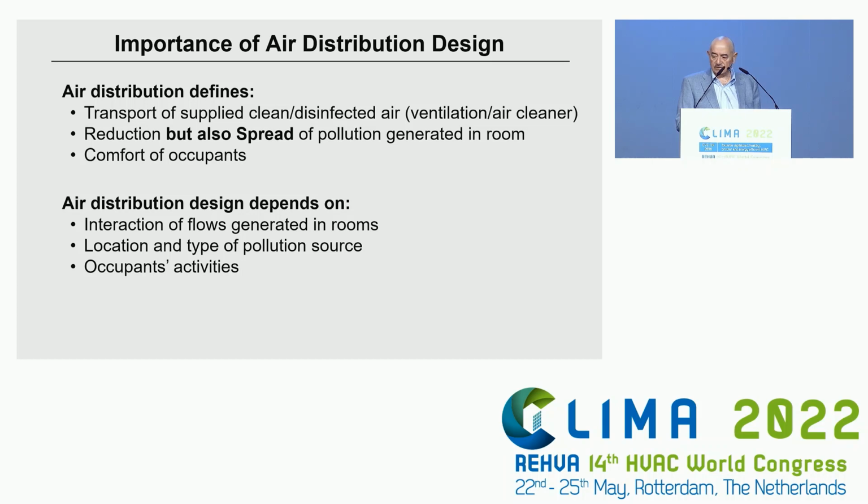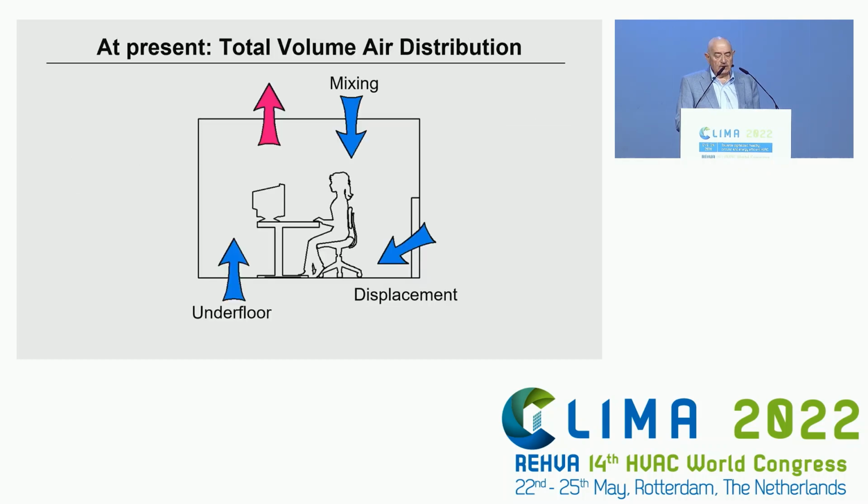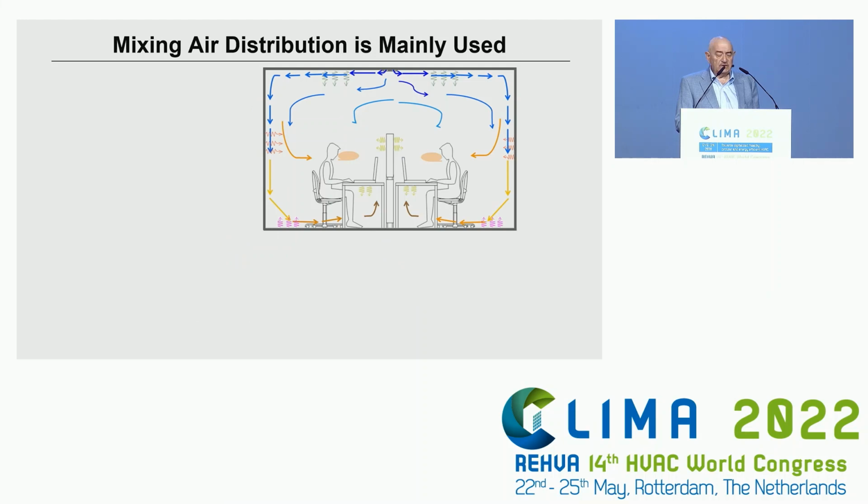and occupants' activities. Today, we use mainly total volume air distribution, where it is mixing, displacement, underflow, but mixing is mainly used today. And in this case, diffusers, where we supply the clean air, are located on the ceiling, which means quite far from the occupied zone where occupants are.